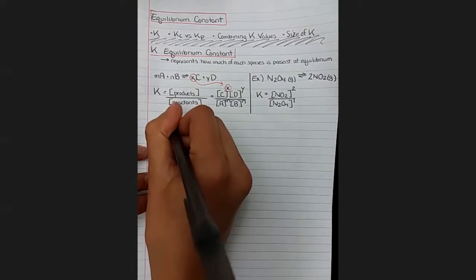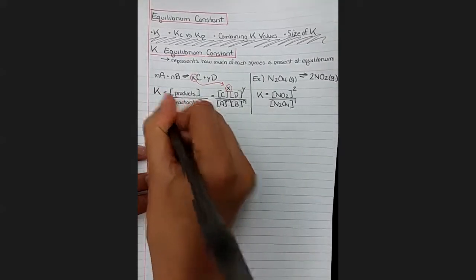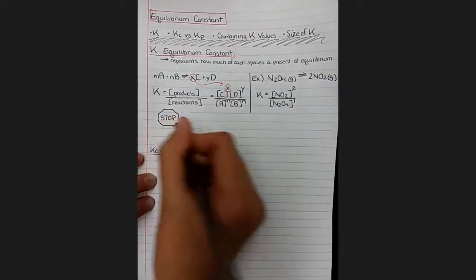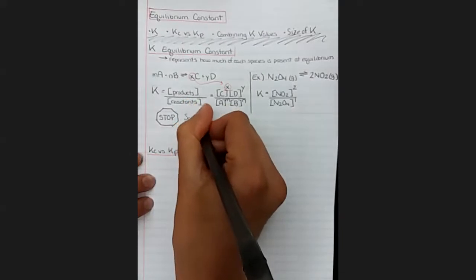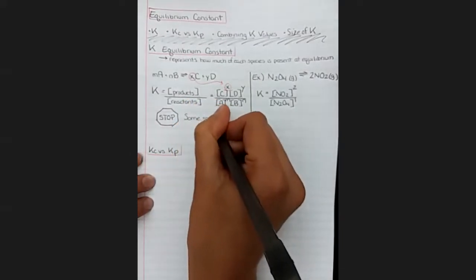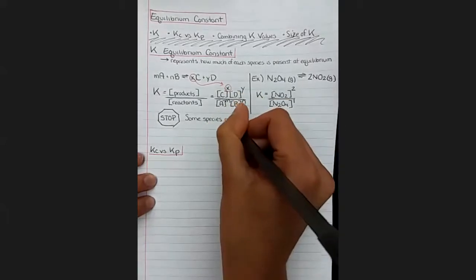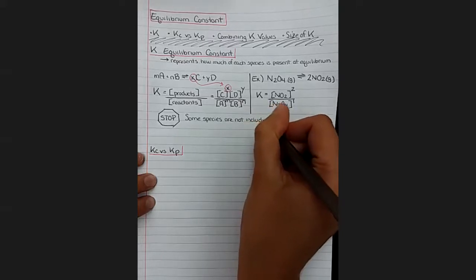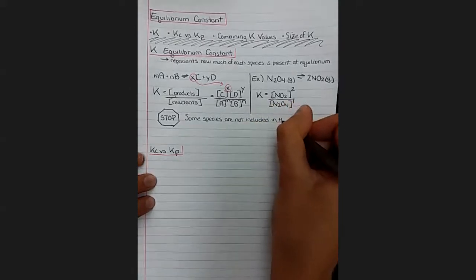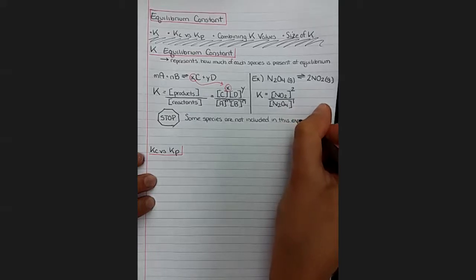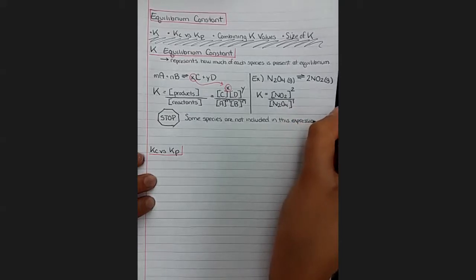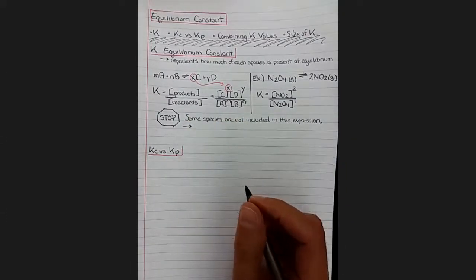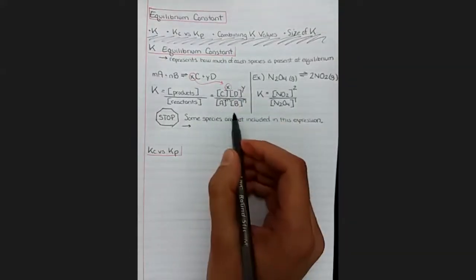But now it's time for our stop sign, because we can't just stop here. There are a few more conditions to consider before we continue. There are some species that we don't include in these expressions. And the reasoning is a bit more advanced than we are really prepared to talk about. Suffice it to say that the concentration ratio is an approximation.